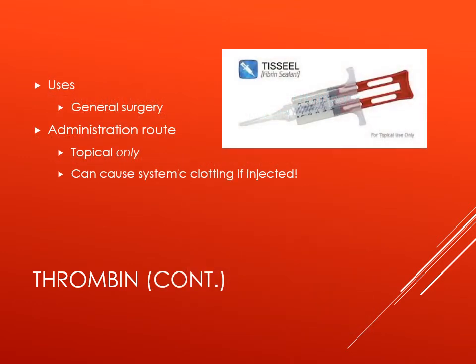Thrombin is going to be used a lot in general surgery. I've also seen it used in neurosurgery, but it should only be used topically, and it needs to be used immediately after it is reconstituted. It can be refrigerated afterwards, but you guys wouldn't have anywhere to sterilely refrigerate that, so that would be an issue. And keep in mind, you don't want to inject this into large blood vessels because it can cause significant vascular clotting and then therefore death.